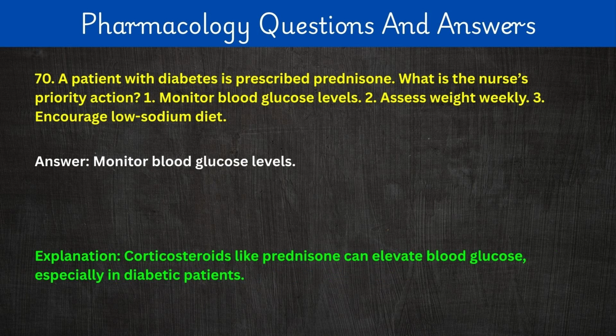70. A patient with diabetes is prescribed prednisone. What is the nurse's priority action? 1. Monitor blood glucose levels. 2. Assess weight weekly. 3. Encourage low-sodium diet. Answer: monitor blood glucose levels. Explanation: corticosteroids like prednisone can elevate blood glucose, especially in diabetic patients.